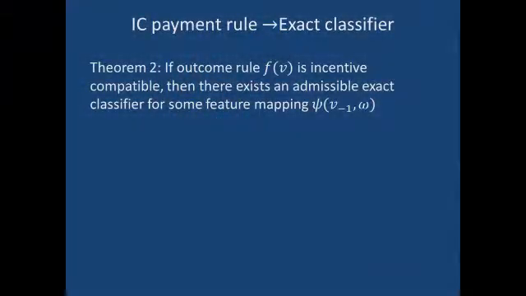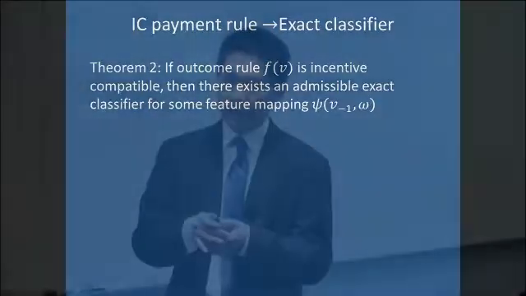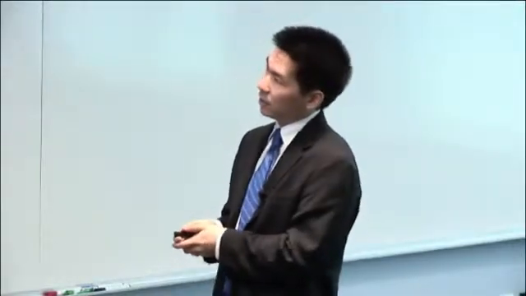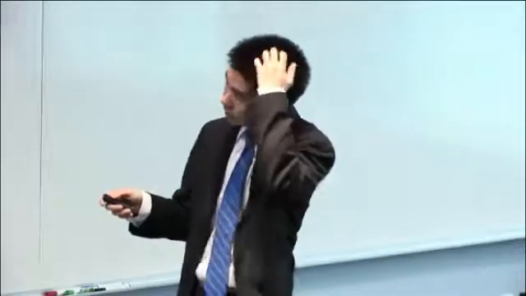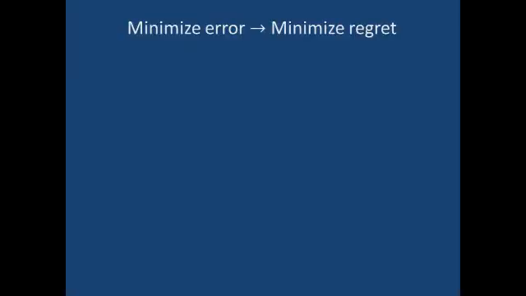The second theorem just works in the opposite direction. It says that if you have an incentive-compatible outcome rule, then there exists an exact admissible classifier for some feature mapping. I didn't get into too much detail about exactly what this feature mapping is, but this is just saying that if you have a very rich family of functions that you're learning over, you'll be able to learn an exact classifier. I won't go into the details of this theorem, but I want to get to the third theorem.